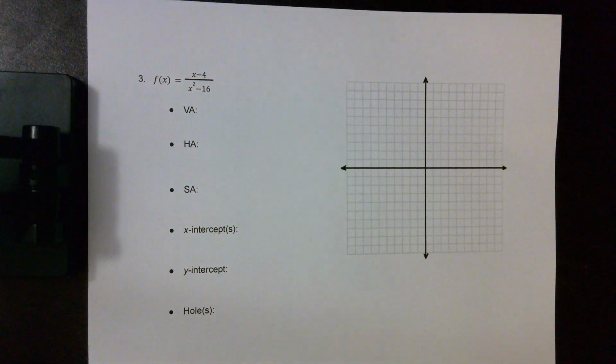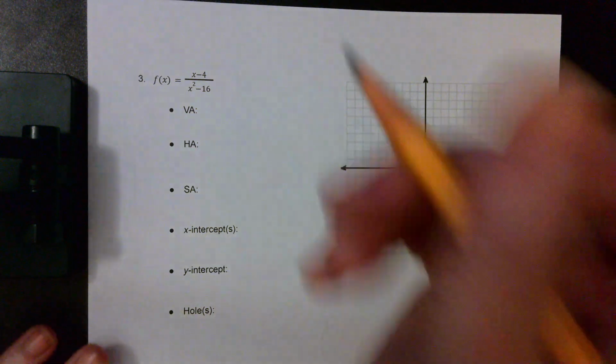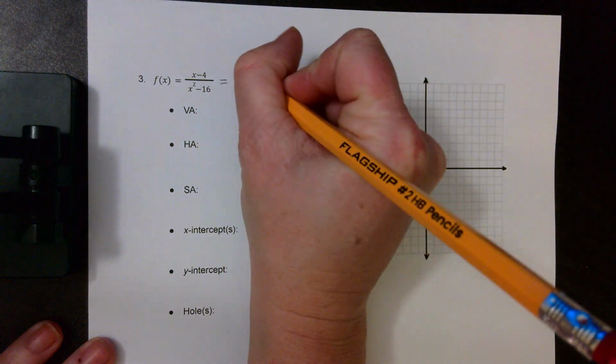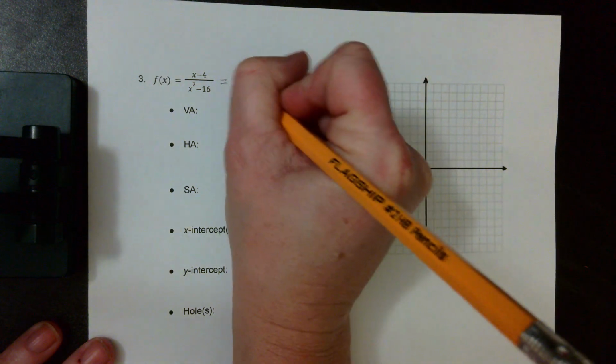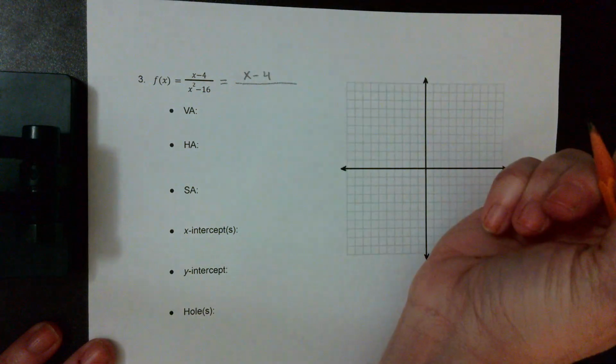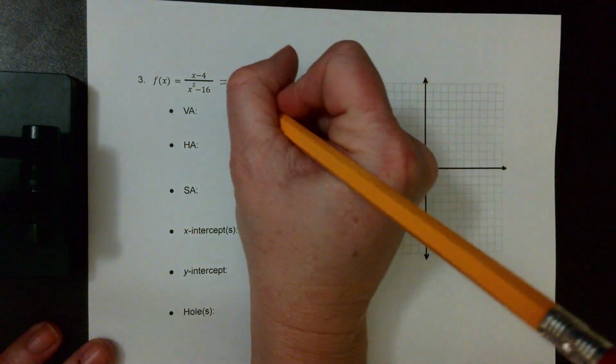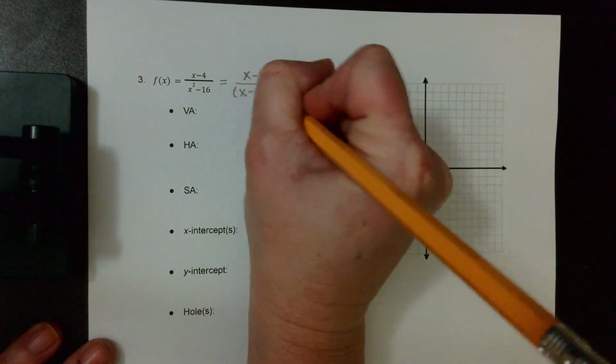This is example 3 on day 2 of rational functions notes. So our first step is to factor both the numerator and the denominator. Our numerator is fully factored. Our denominator is the difference of two squares, so x minus 4, x plus 4.